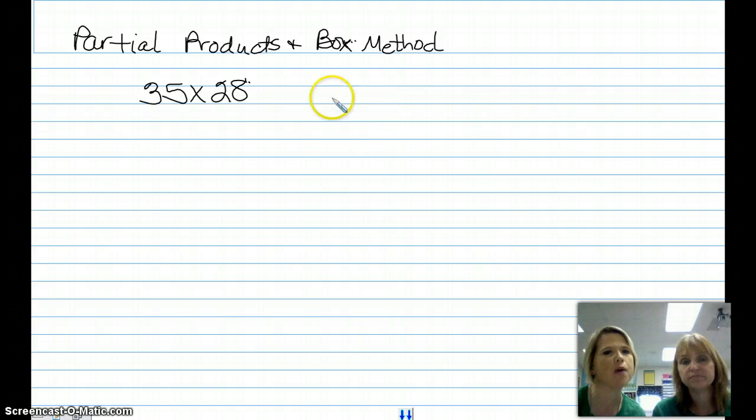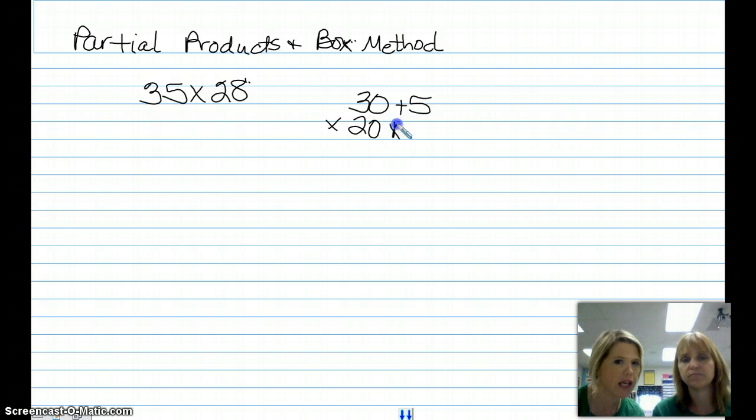So we're going to do partial products first, and then we're going to do the same exact problem with the box method, and it's essentially, guys, the same thing. You probably remember it from last year. If I wanted to write expanded form, 35 is 30 plus 5. And if I wanted to write 28 in expanded form, it would be 20 plus 8.